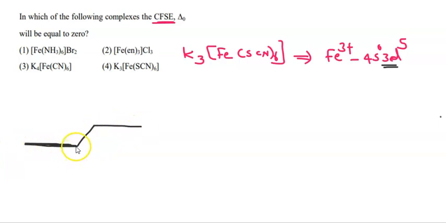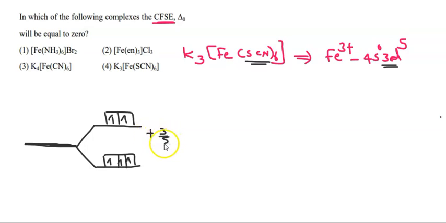Whenever the ligands approach a central metal atom, the eg orbitals gain more energy when compared to the t2g orbitals. The total 5 electrons are there: first electron, second electron and third electron go into t2g. SCN is a weak field ligand, so the fourth electron and fifth electron go into eg. Whenever an electron enters the eg orbital, it gains energy of plus 3/5 delta O, and whenever an electron enters the t2g level, it loses energy of minus 2/5 delta O.